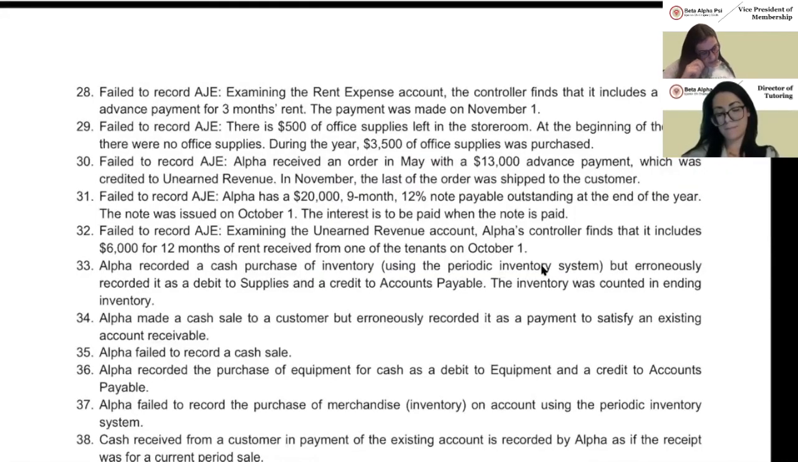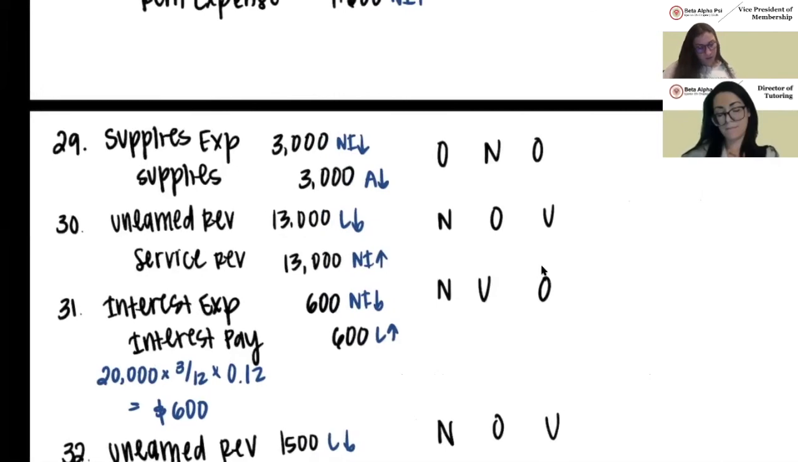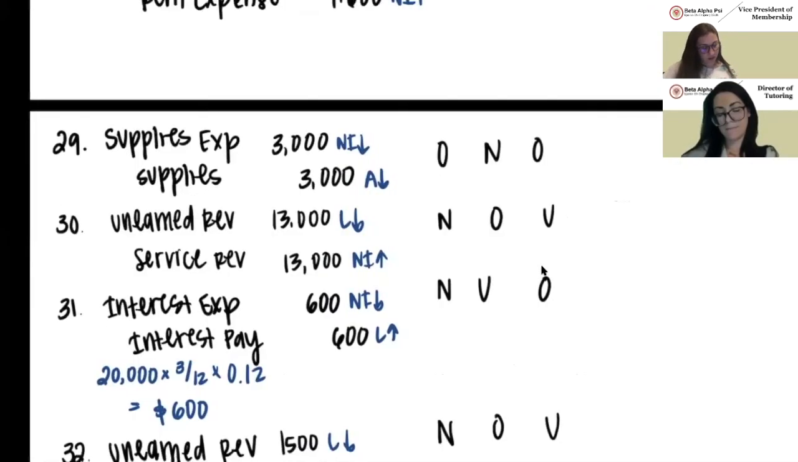Number 30. So failed to record adjusting journal entry. Alpha received an order in May with a $13,000 advance payment, which was credited to unearned revenue. In November, the last of the order was shipped to the customer. So when they got the 13,000, they put all of it into unearned revenue. But at the end of the year, they shipped it. So, in November, they shipped it, which means it's now been earned. So they have to take it out of unearned revenue and put it into revenue.